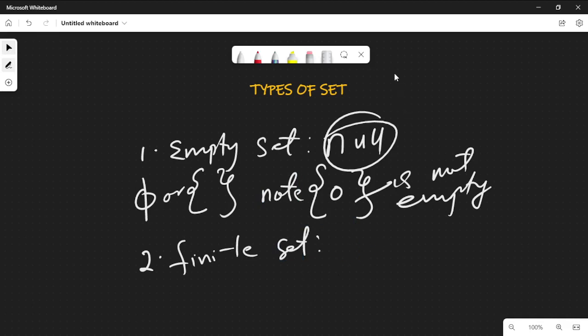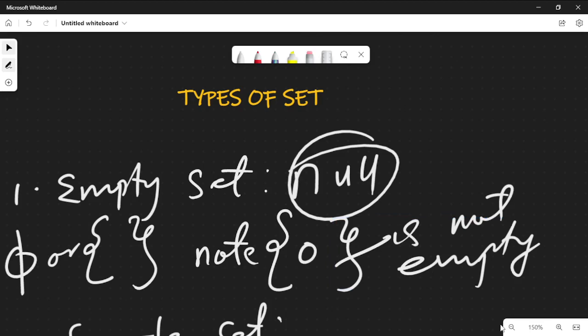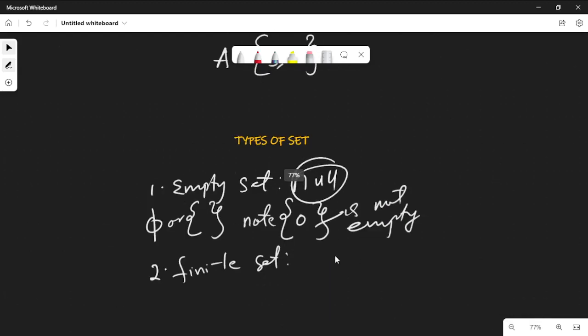Why is this one not moving? Alright, so sorry.